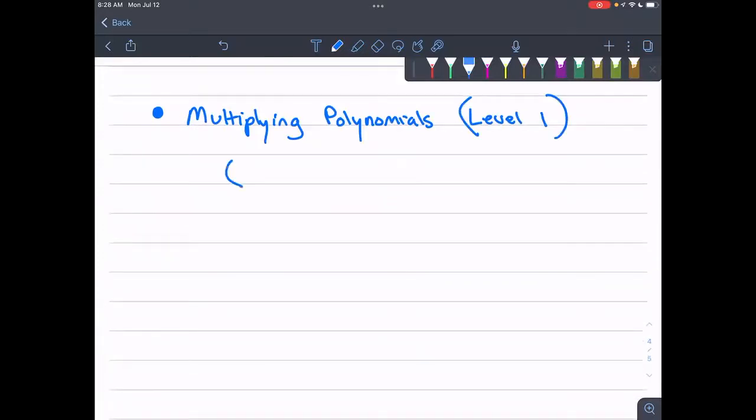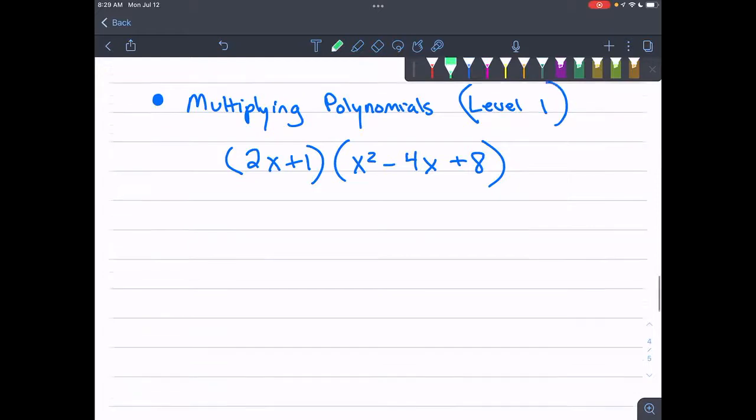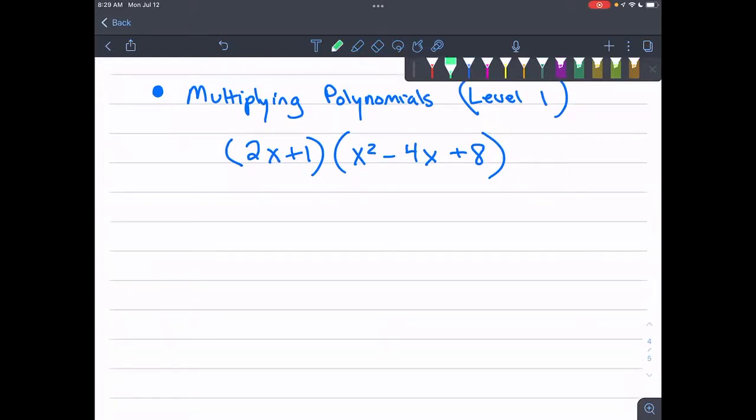Multiplying polynomials again, some of those will be monomials, binomials, trinomials. 2x plus 1, a binomial, times x squared minus 4x plus 8, a trinomial. Got 3 terms times a 2-term one. So we're basically doing the same thing we did with binomials. You've got 2 things in the first parentheses. We're going to distribute both of those.